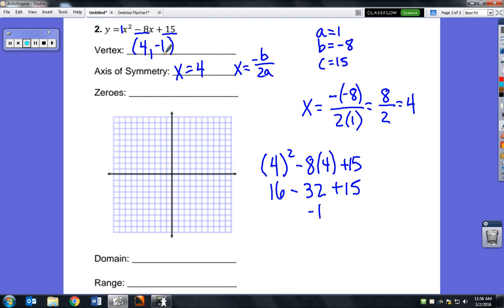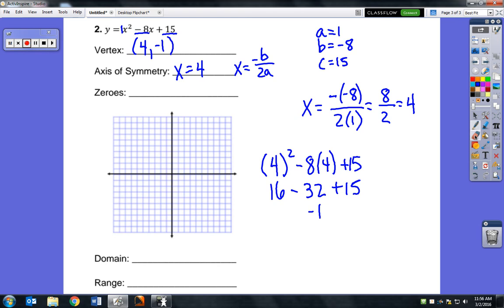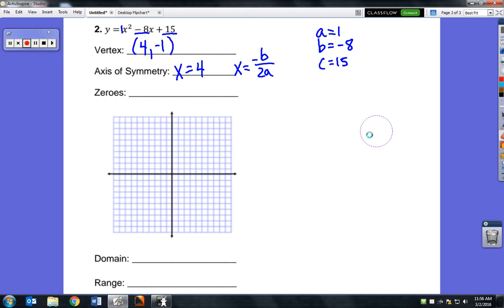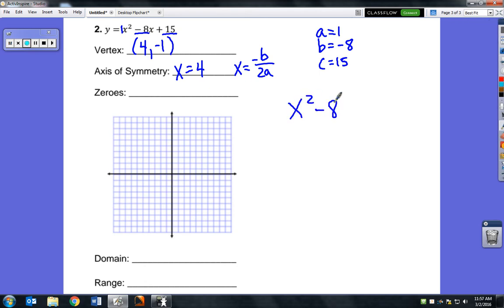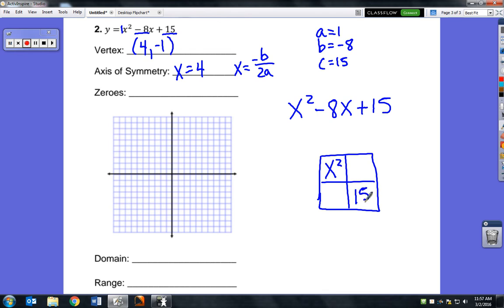Alright, so then we're going to find our zeros. Remember that to find our zeros, we need to factor our function. So I'm going to be looking at factoring x squared minus 8x plus 15. I'm going to use the box method. So remember that the x squared is going to go in the top left box, the 15 is going to go in the bottom right box, and these two boxes need to add to be negative 8x.